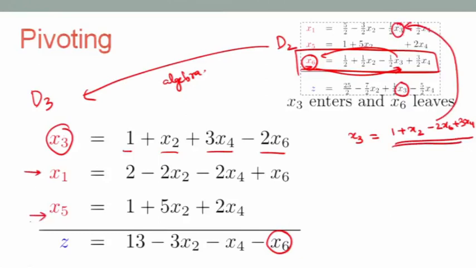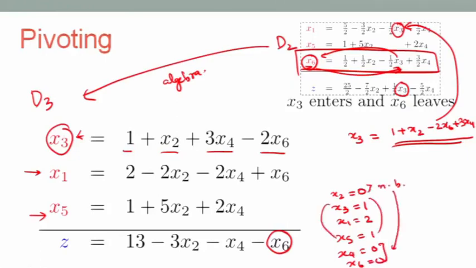Now that you have this new problem, you can look at the solution. The solution has changed to x2 equals 0, x3 equals 1, because x3 is here now, x1 equals 2, x5 equals 1, x4 equals 0, and x6 equals 0. So these are non-basic and these are basic. And the objective has increased from 12.5 to 13. So that's this increase.